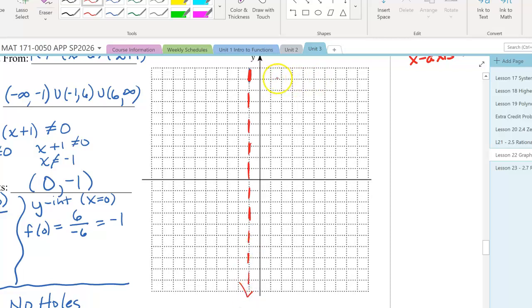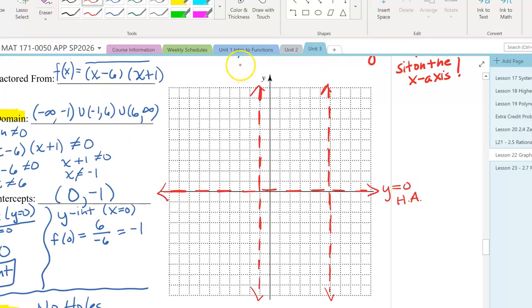We have one at 6. 1, 2, 3, 4, 5, 6. And we have a horizontal asymptote at y equals 0. Now, I don't think I stressed this in class last week, but I really would like for you to label your asymptotes so that I know that you know what you're graphing. So this is a vertical asymptote at x equals negative 1 and a vertical asymptote at x equals 6.